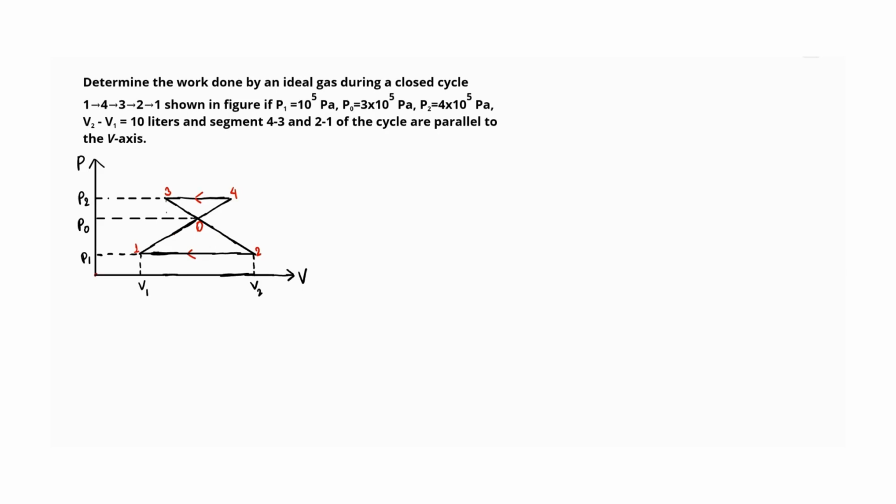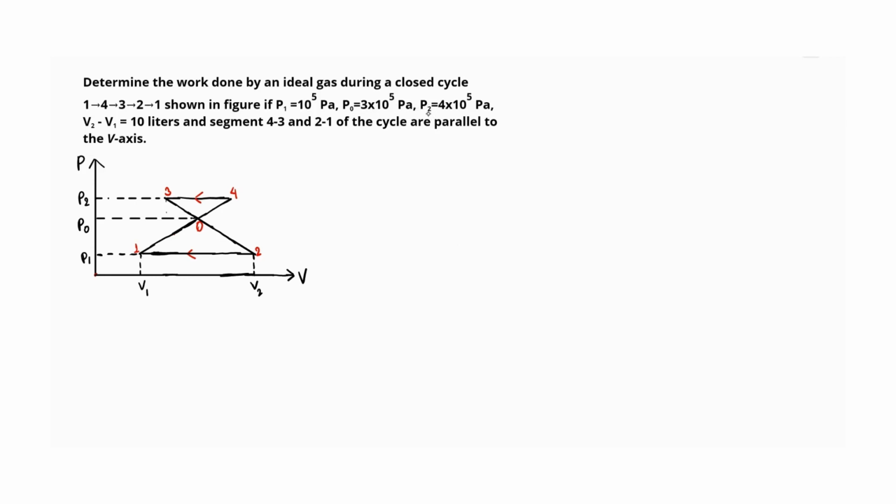Determine the work done by an ideal gas during a closed cycle. So we have a closed cycle starting from 1 to 4, and from 4 to 3, and from 3 we have 2, and from 2 finally we come to the initial position, that is 1, shown in figure.